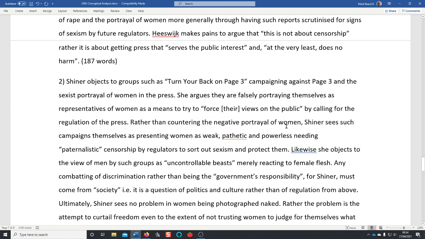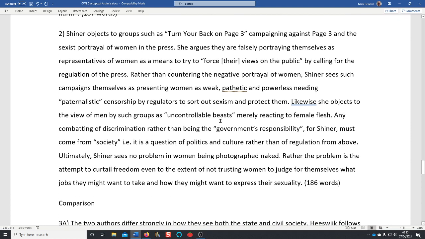Rather than countering the negative portrayal of women, Shiner sees such campaigns themselves as presenting women as weak, pathetic and powerless, and needing, quote, paternalistic censorship by regulators to sort out sexism and protect them. Likewise, Shiner objects to the view of men by such groups as uncontrollable beasts, merely reacting to female flesh.